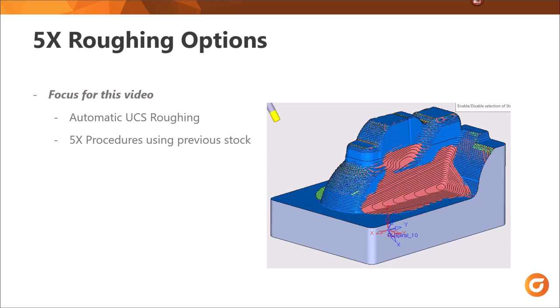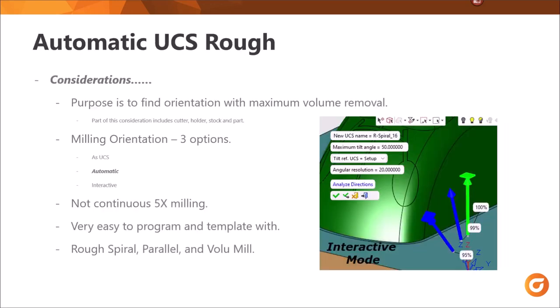The focus for this video today, the majority of it will be on the automatic UCS function inside of roughing. We'll briefly look at the 5x procedures, being able to use the previous stock already in files. Considerations: the purpose is to find the orientation automatically with the maximum volume removal. This considers the cutter, the holder, the stock, and the part to come up with the solution for you.